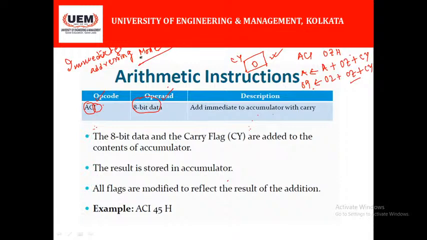In immediate addressing mode, how many bytes will it take for representing it? It will take 2 bytes. Why 2 bytes? 1 byte is required to express the instruction opcode, that is ACI data. So to represent the opcode we require 1 byte, and to represent the data, for example 07 here, 07 is a 2-digit hexadecimal data. In binary it is 8 bit. 8 bit means 1 byte. So to represent data we require another byte.